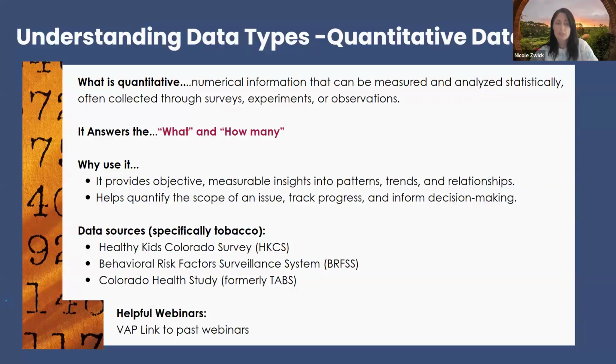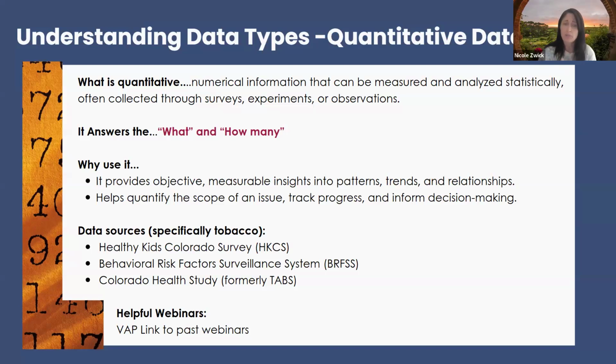So the first thing we're going to do is really dive into just reminding ourselves what quantitative data is. Quantitative is that number-based, it measures stuff, answering our questions like the what and the how many. This data really helps us have that measurable insight into patterns and trends and relationships. It helps us quantify the scope of the issues, track progress, and inform our decisions.